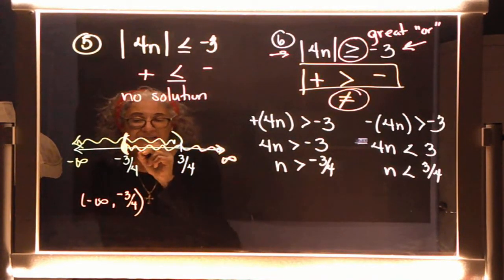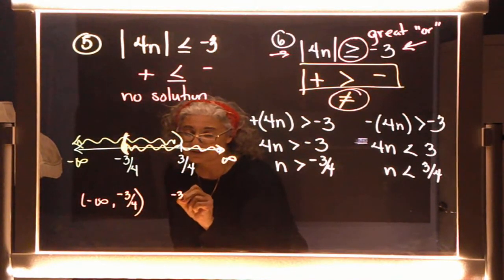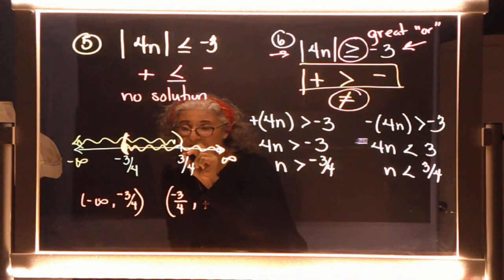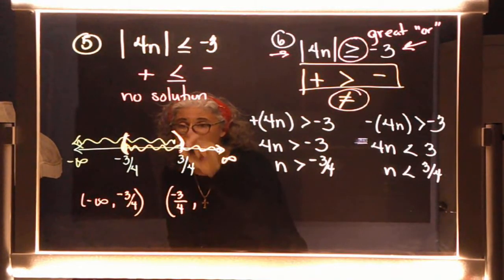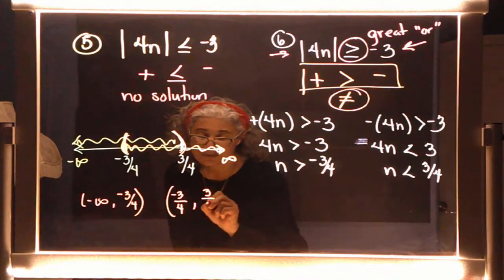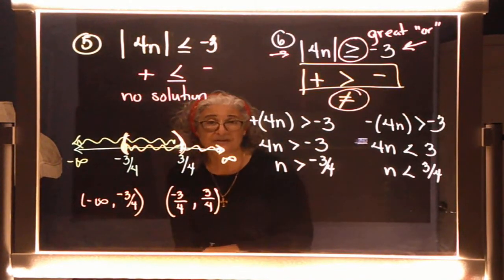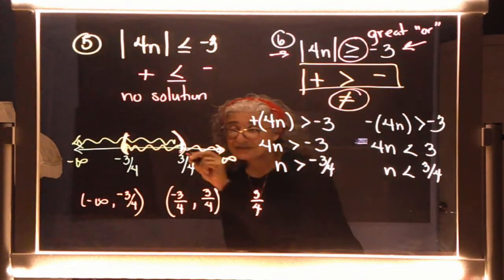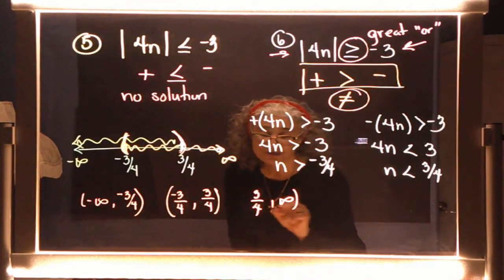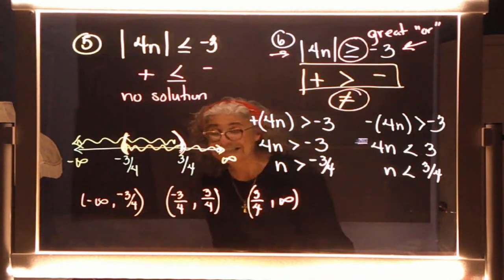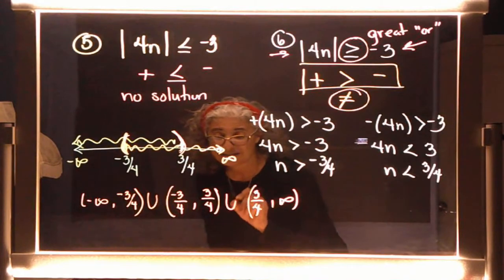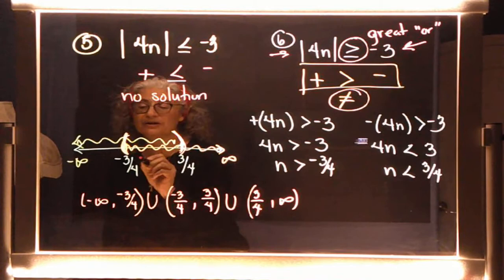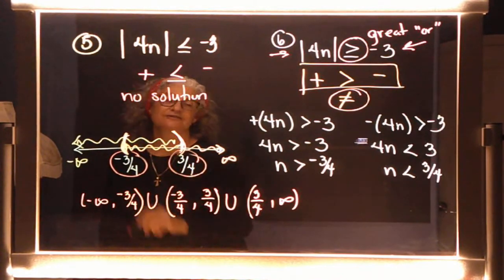But then there's shading picking up at the negative 3/4. And it goes all the way to, whoops, I'm noticing at positive 3/4 there's also a parenthesis, which means I have to stop at positive 3/4 and put a parenthesis. And then the shading picks up again at 3/4, and now it can go all the way to infinity. This answer is an interesting answer. It's basically everything on the number line except for negative 3/4 and positive 3/4.